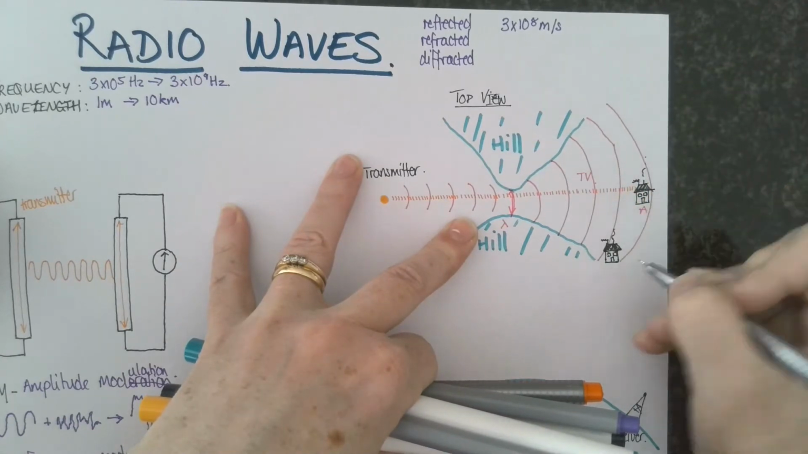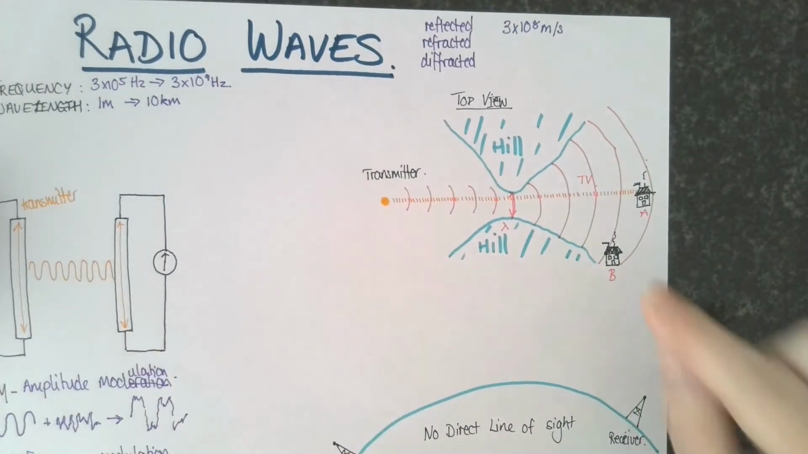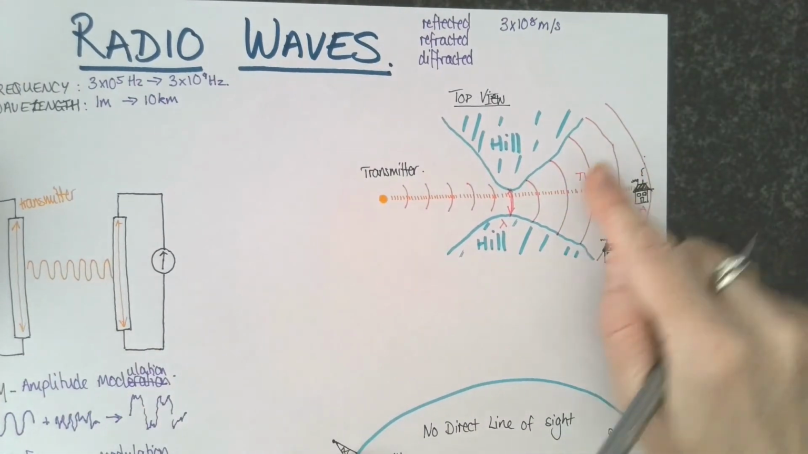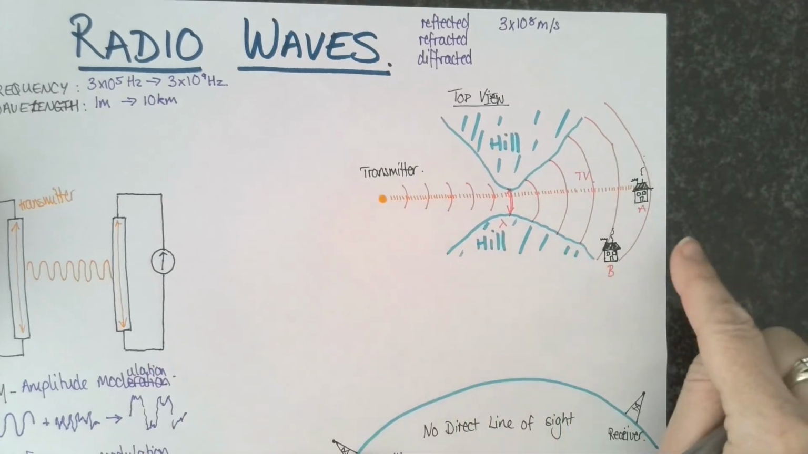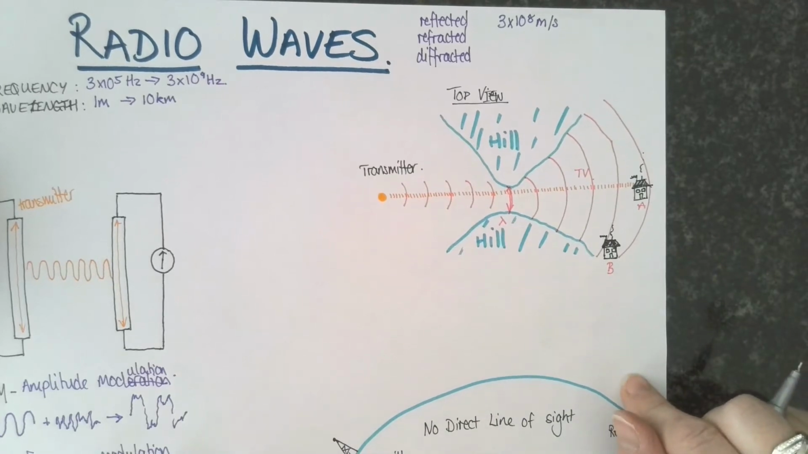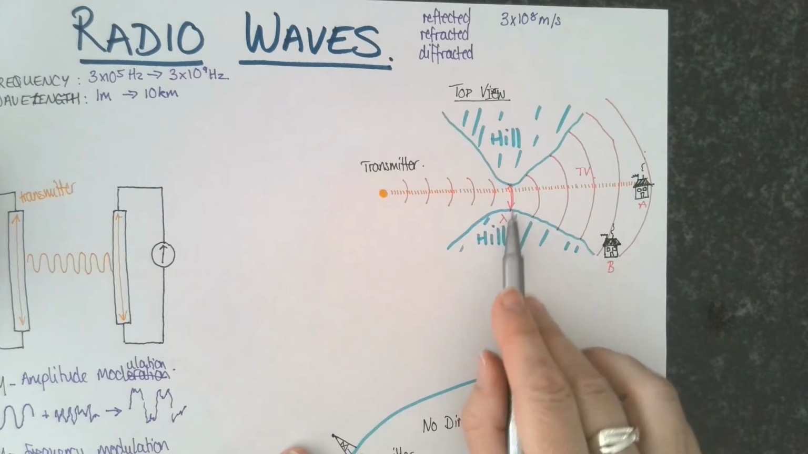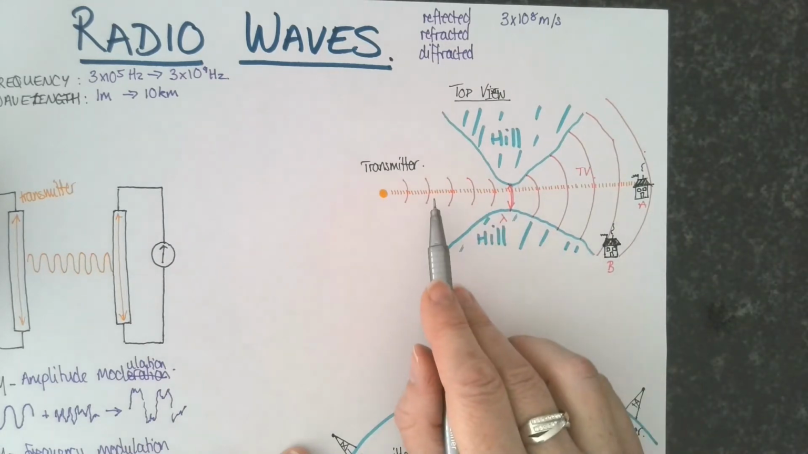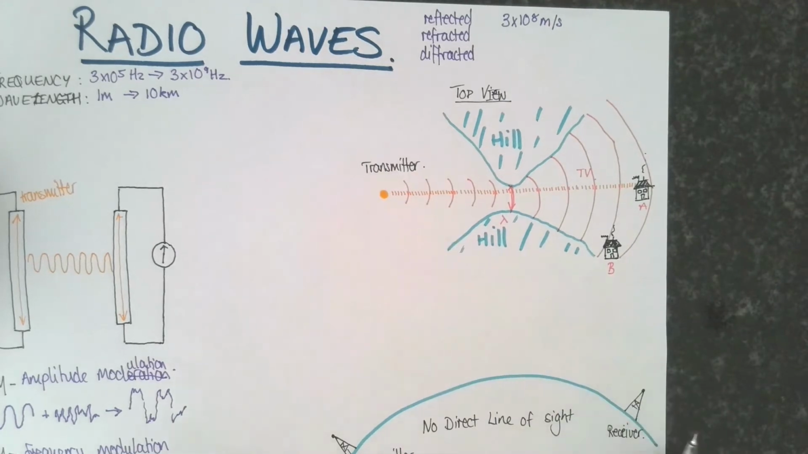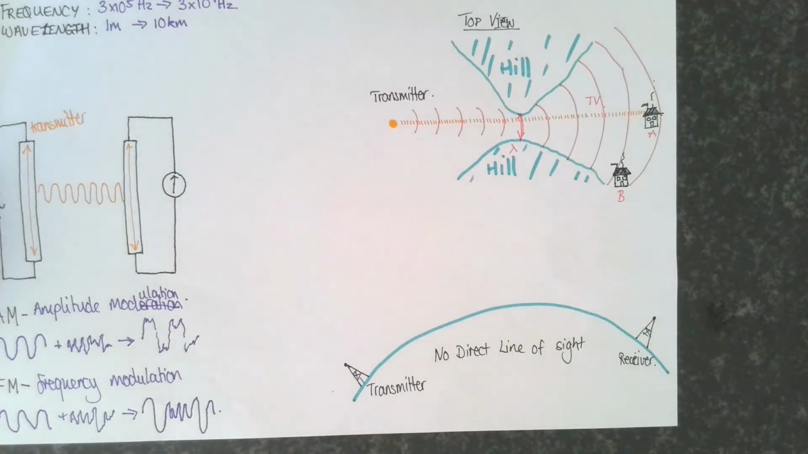They reach both houses, A and B. So, although this house won't receive the TV signal from this transmitter, so there would need to be another transmitter, or they might have to use satellite or cable or some other form, they would receive the long wave radio, because the gap between the two hills equals the wavelength of the radio waves, and so it is diffracted between the hills.